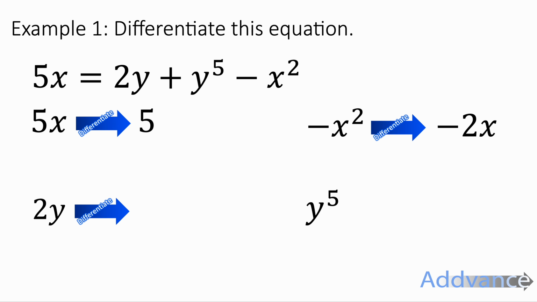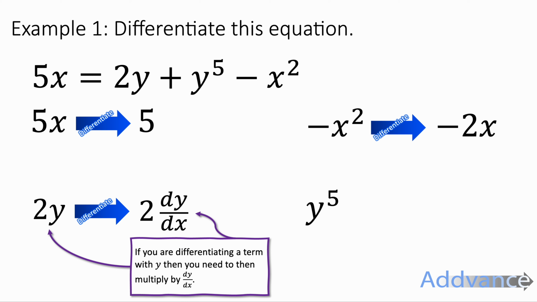However, the 2y, we'll differentiate that to 2, but then we'll also multiply it by dy over dx. Because here we're differentiating y, and the rule is if you differentiate y, you have to then multiply the answer by dy over dx. So the top 2 we were differentiating with respect to x, that's fine. However, on the bottom we were differentiating with respect to y, and so we have to multiply by dy over dx.